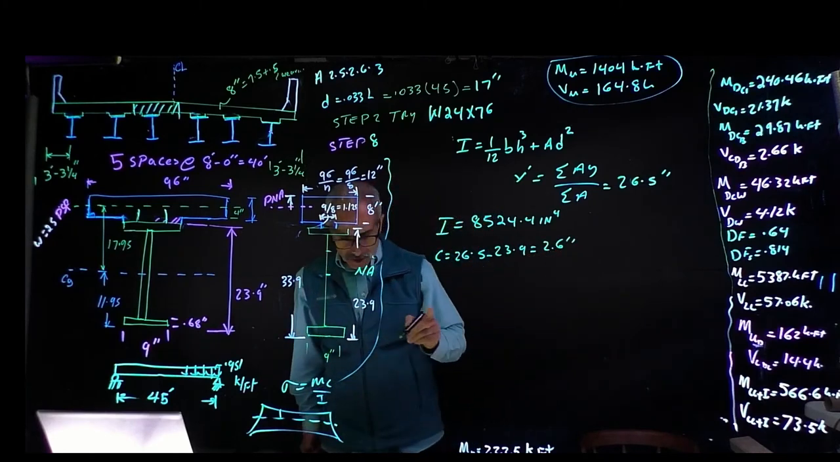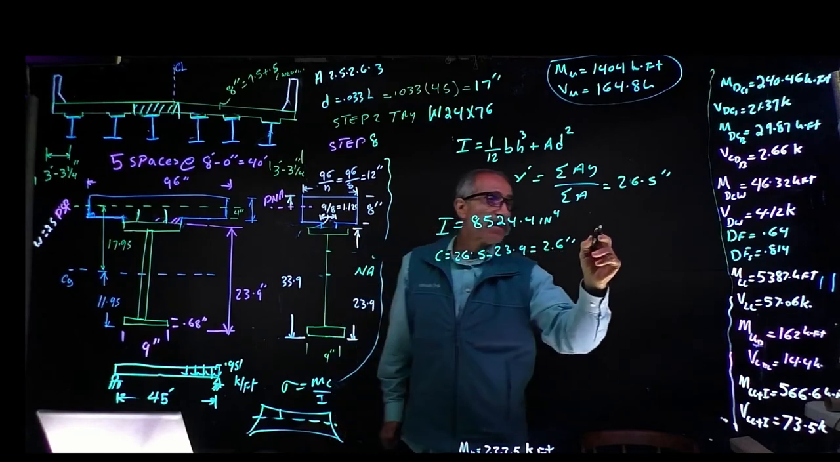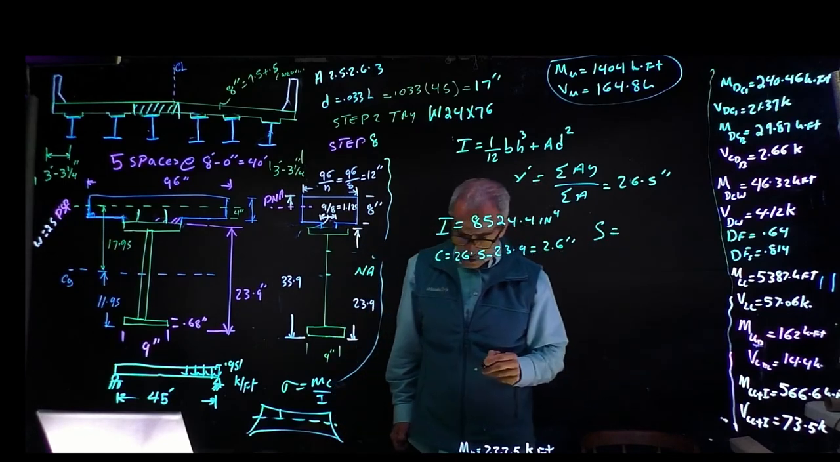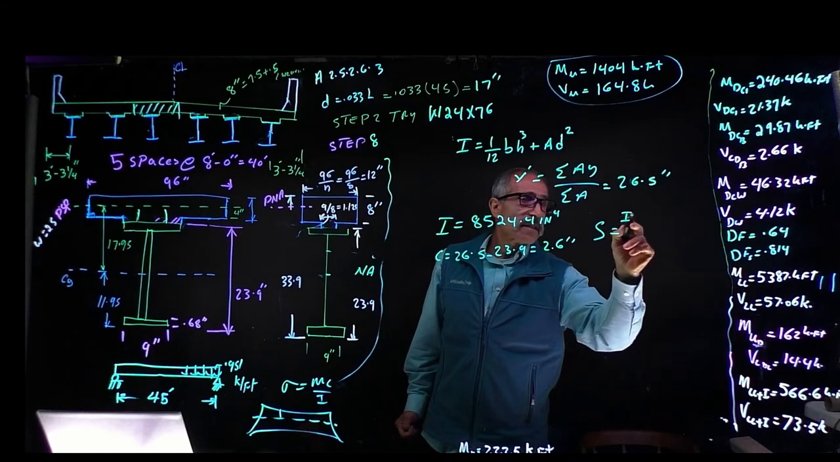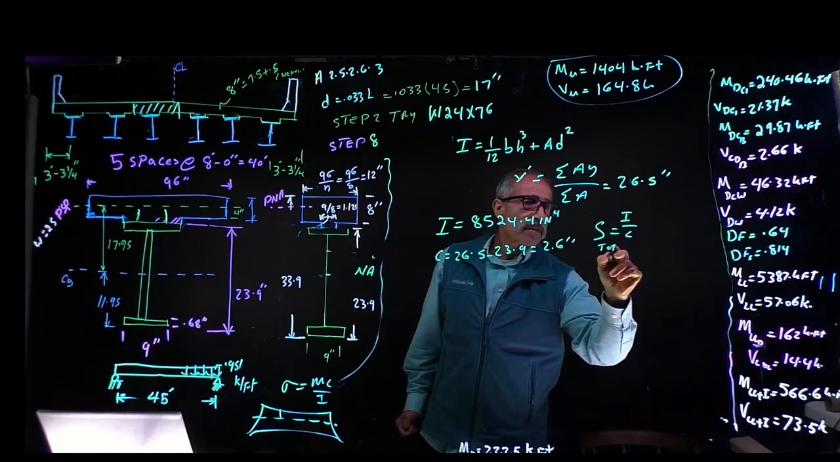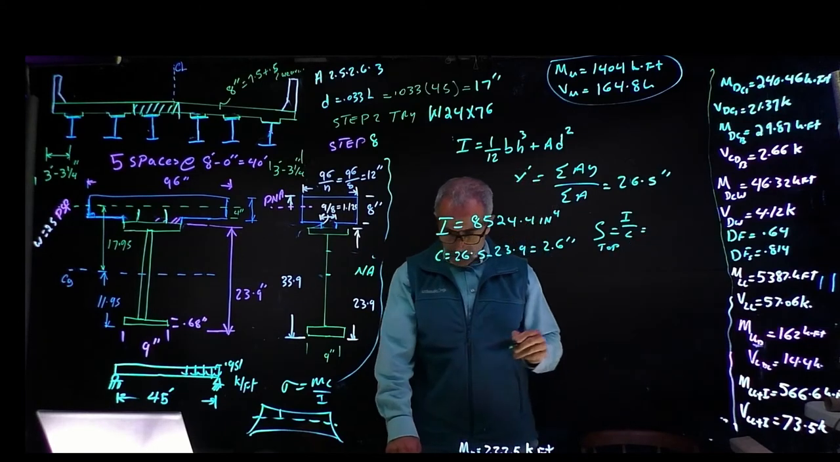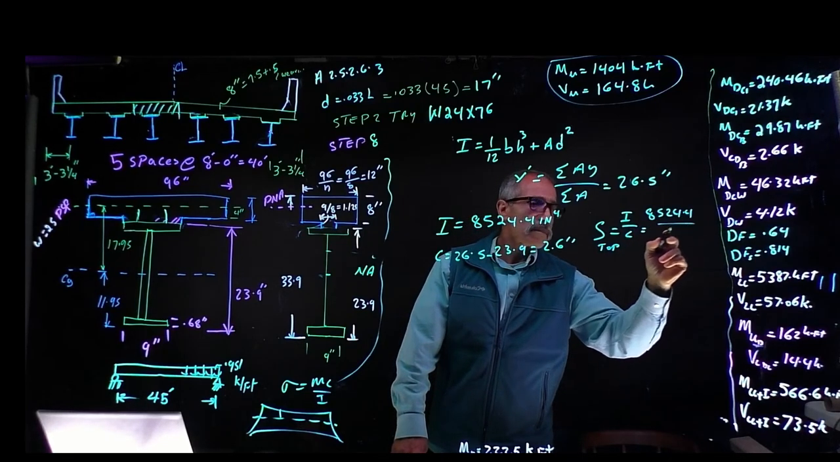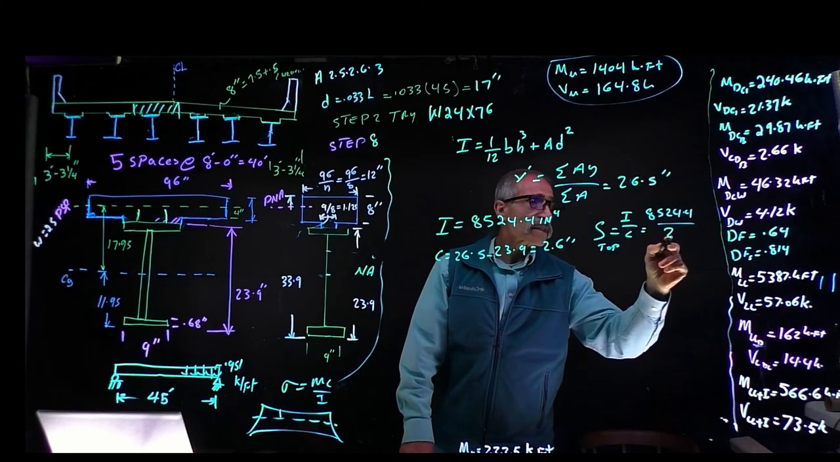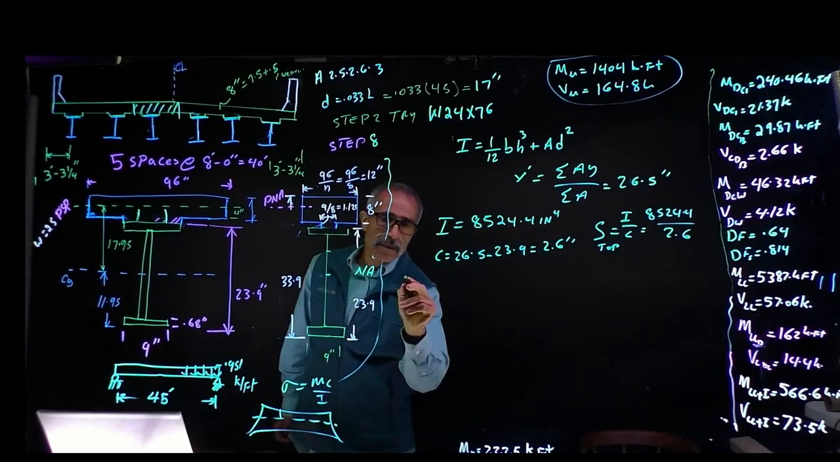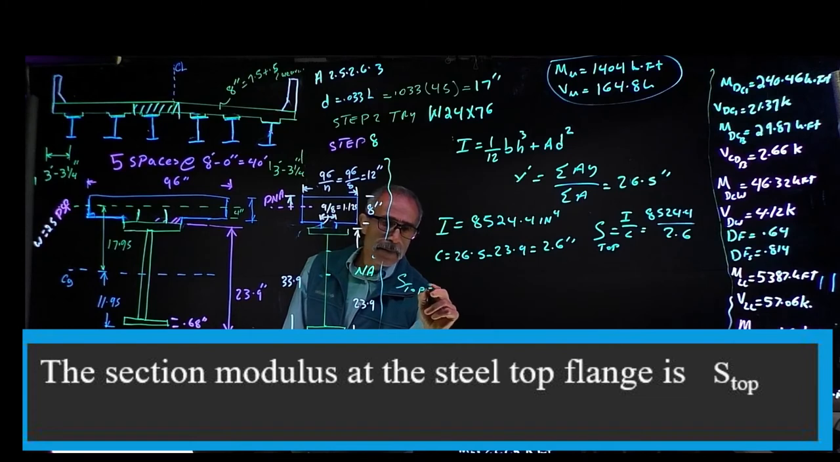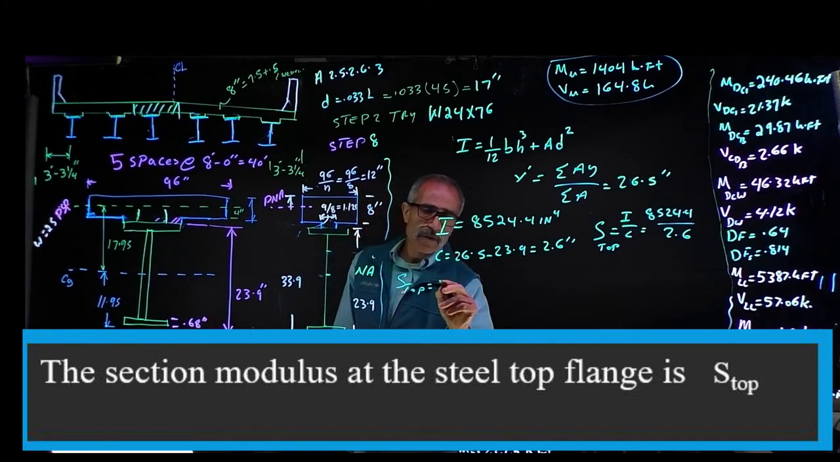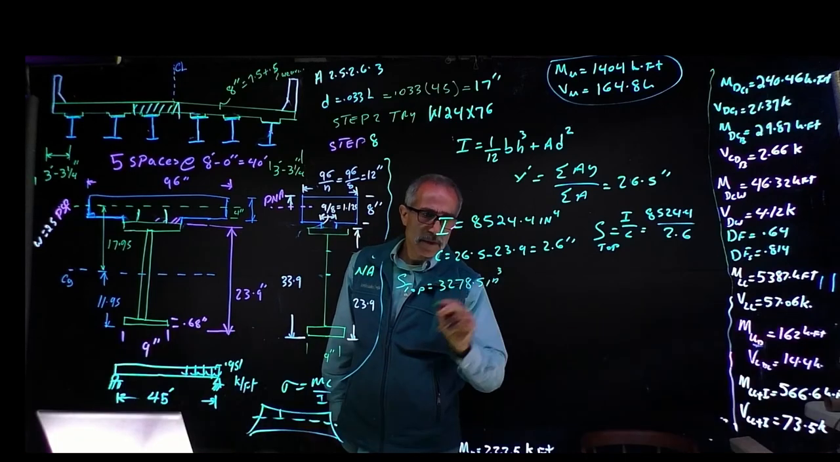Now I'm going to say S at top. Remember this formula, S is equal to I divided by c. So S at top, it's going to be for me 85.24 divided by 2.6. So my S at top is going to be 3278.5 inch to the power 3.